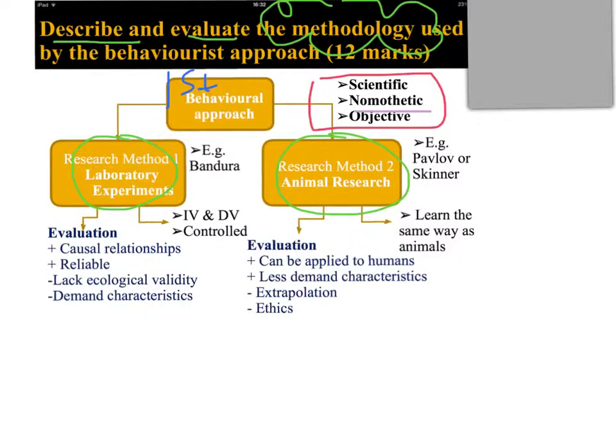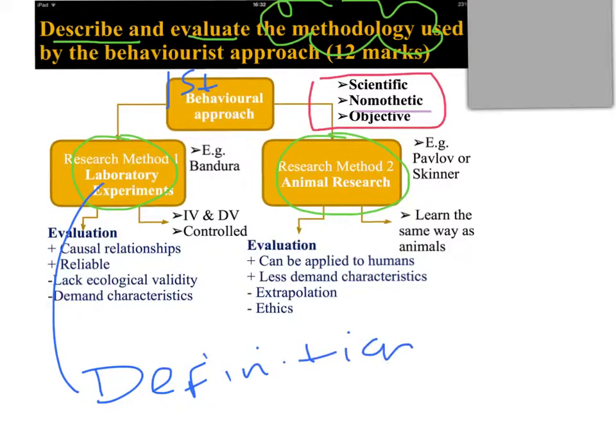Then all students really ought to be describing the laboratory experiments. What you ought to be doing here is giving a definition. Our definition of a laboratory experiment is on the side there, if you can see that. It is a study where the independent variable is changed and the dependent variable is measured, and this is done in a controlled environment.